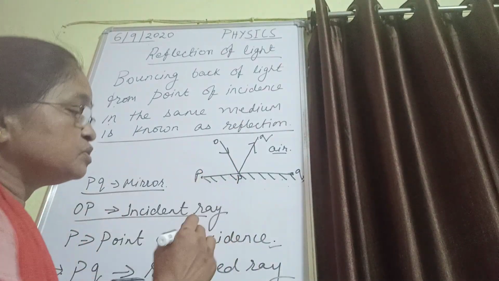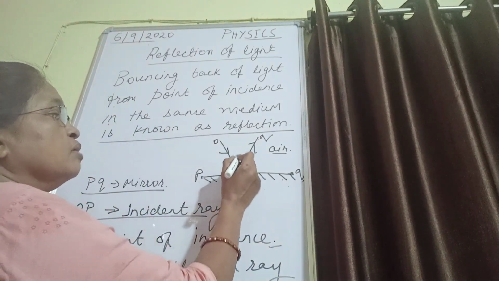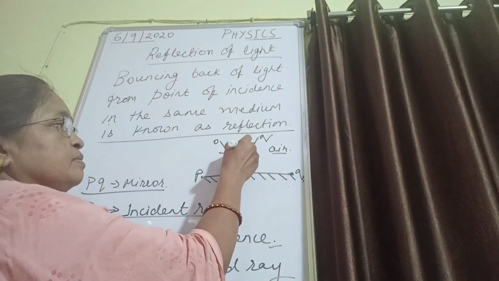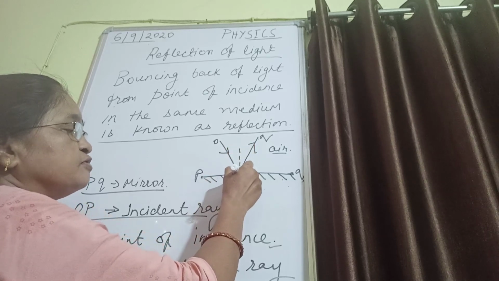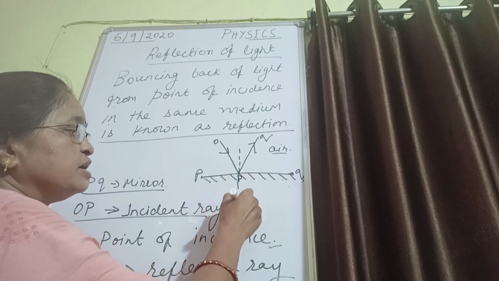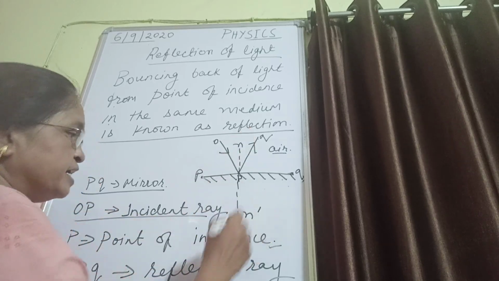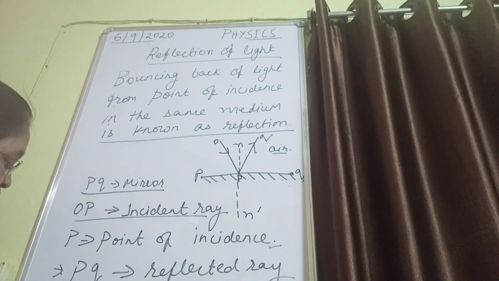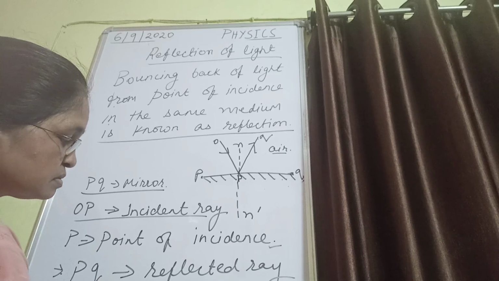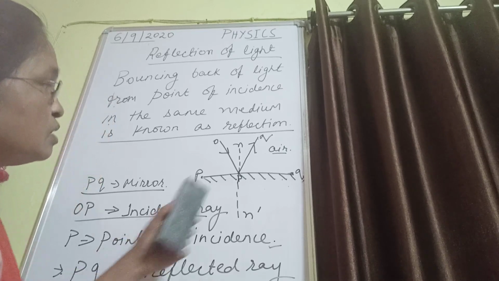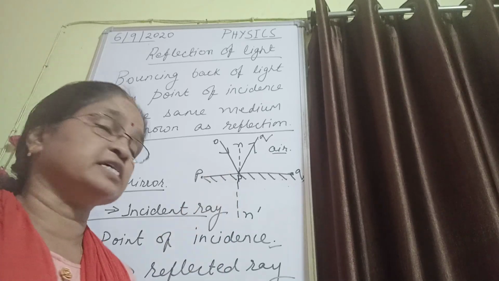Now, one new thing you are going to study, normal. See here, I am drawing a dashed broken line cutting from the point of incidence. N, N dash. It is the normal. Normal always passes through the point of incidence.